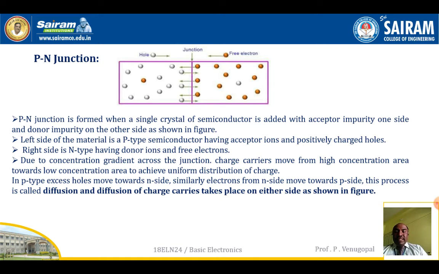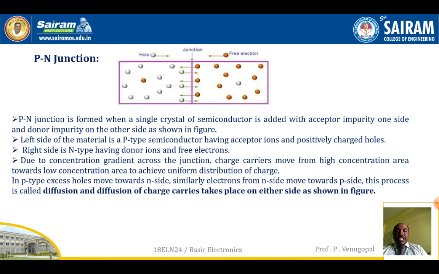Left side of the material is a P-type semiconductor having acceptor ions and positively charged holes. Right side is the N-type semiconductor having donor ions and free electrons. Due to concentration gradient across the junction, charge carriers move from high concentration area to low concentration area to maintain the uniform distribution of the charge.